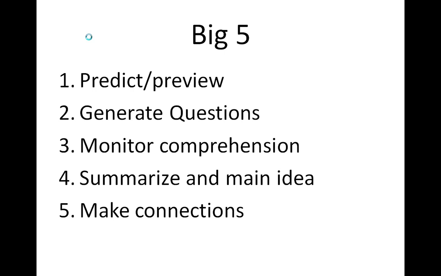The Big 5 strategies that we talk about are number 1, the predict, preview, and access prior knowledge strategy. That is where the students look at the title, glance at the text, maybe skim the text, look for keywords, and start to wonder what this article or story might be about, and begin to move to the second step, which is to generate questions.